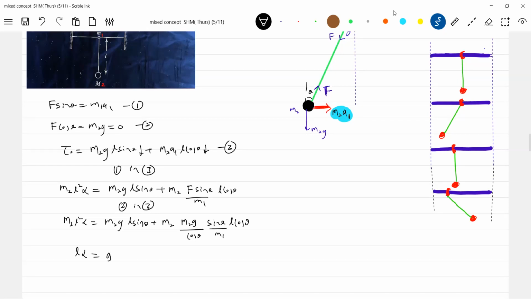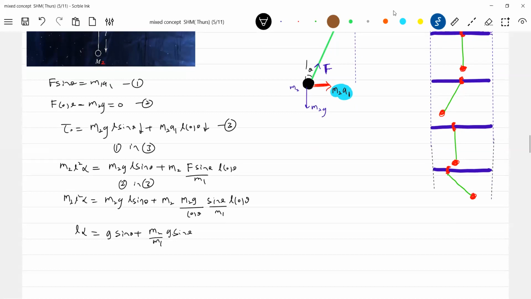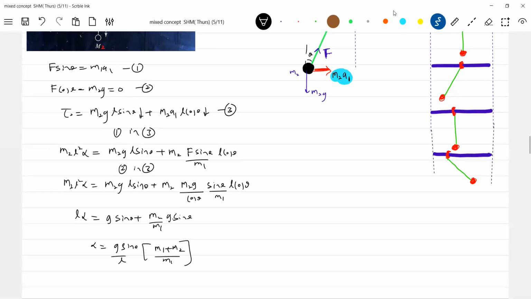So L alpha is equal to G sine theta plus M2 by M1, cos theta gets eliminated. G sine theta. So therefore alpha is equal to G sine theta, you take outside, by L, M1 plus M2 by M1. So this negative sign I'll bring here. Alpha equals minus G by L. Comparing with the standard equation of SHM, I'll get time period T equal to 2 pi root of L by G.